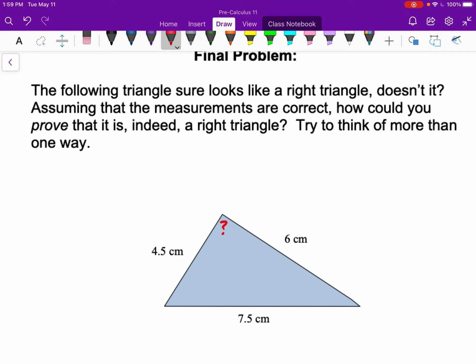So I said it looks like it's 90 degrees, but I don't know yet if that really is 90. So how can I prove if this really is a right triangle? And like it says, try to think of more than one way. Well, one way I could prove this is kind of like what I just did in the last question.